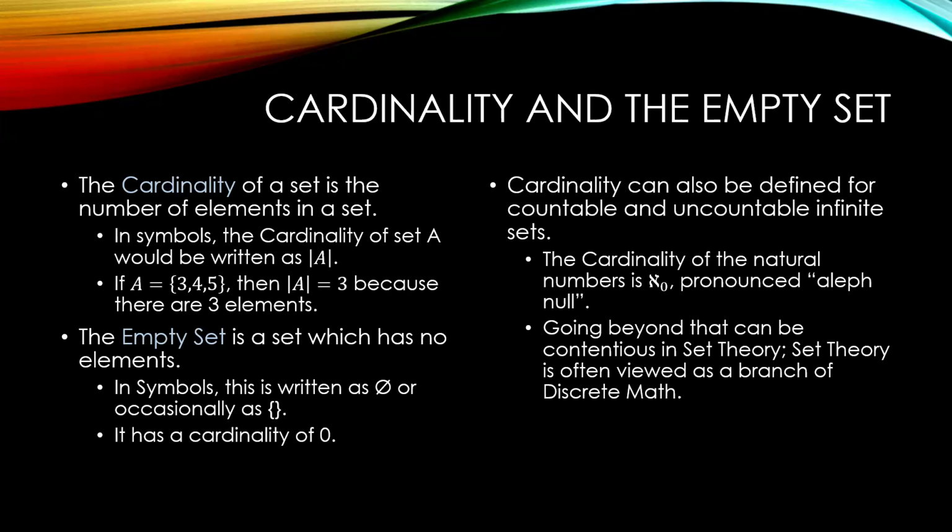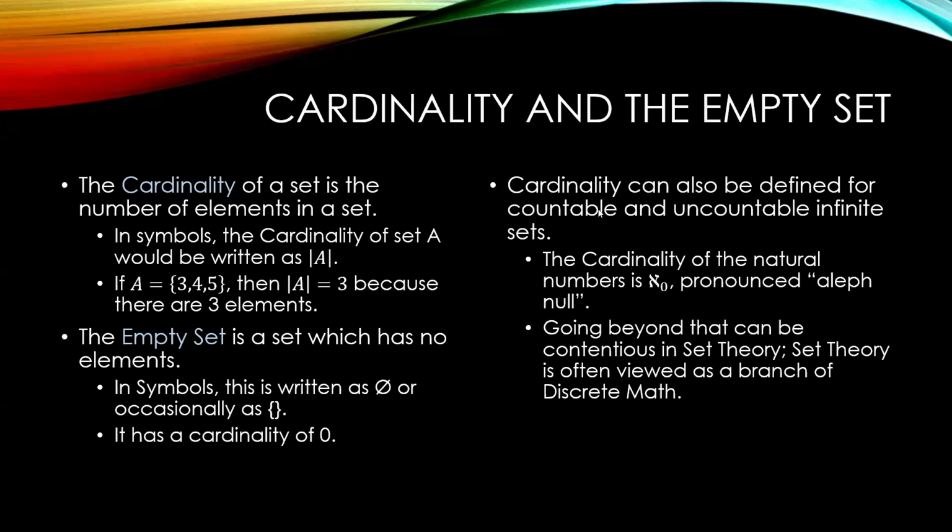The cardinality of a set is the number of elements in a set. In symbols, the cardinality of a set can be written like this with the absolute value bars. And so if A is equal to {3, 4, 5}, then the cardinality of A is 3, because there are 3 elements. The empty set is a set which has no elements. In symbols, this can be written as a circle with a line through it, or occasionally as this, just a pair of brackets with absolutely nothing written there. It has a cardinality of 0.